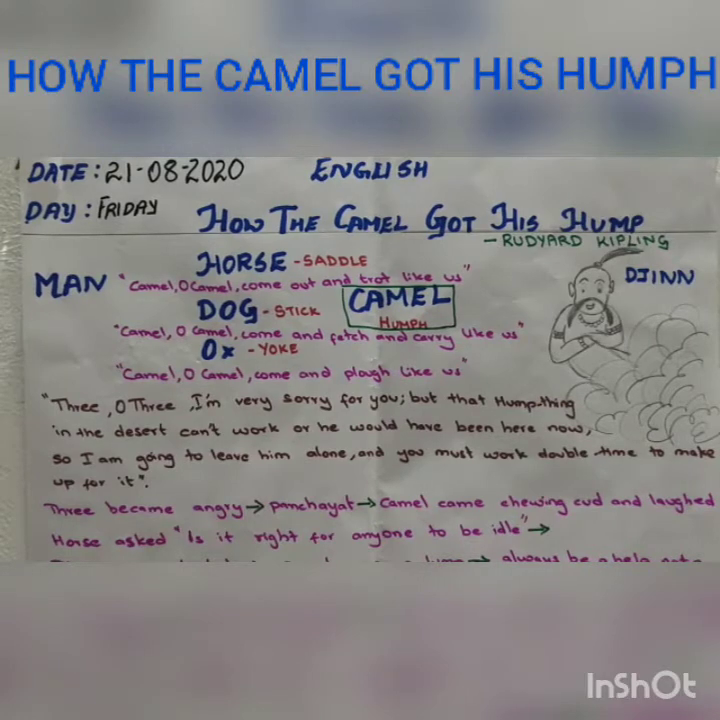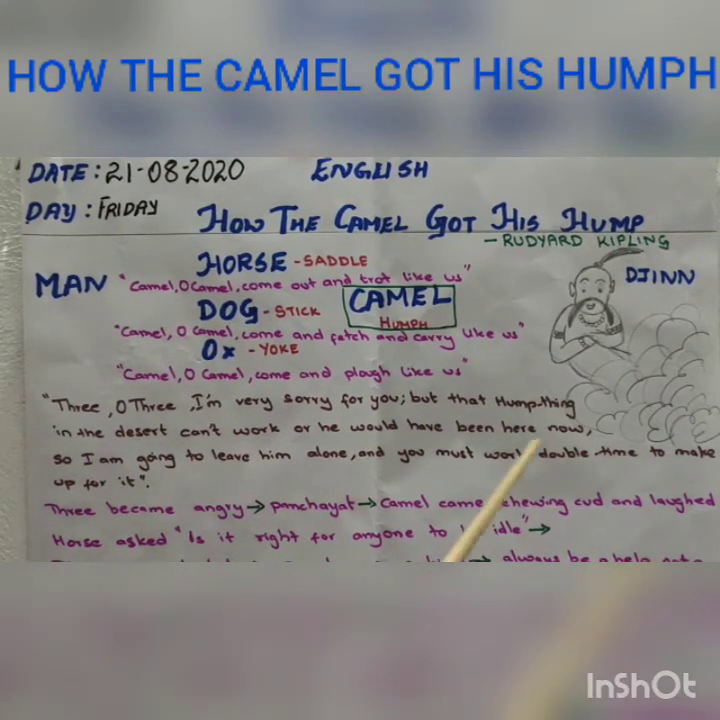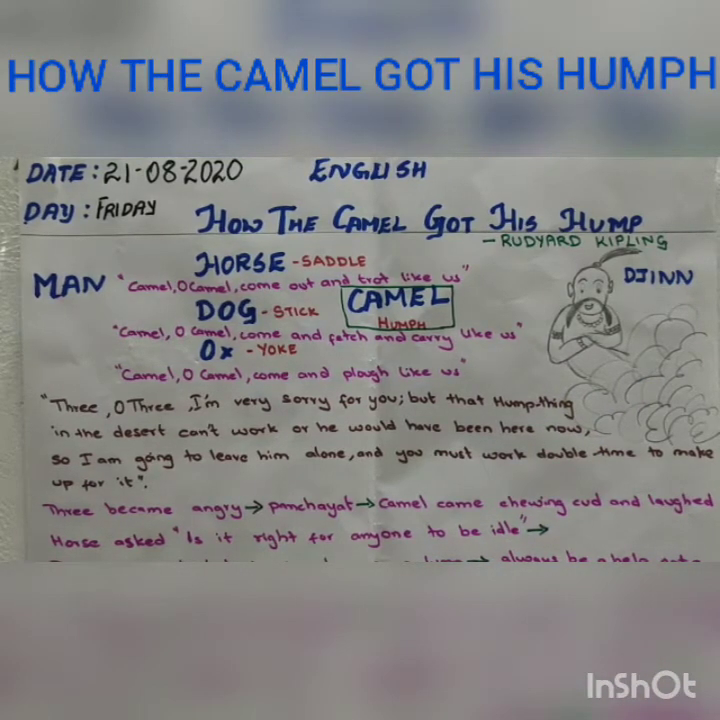The same way, imagine the three angry people, the horse, the dog and the ox, are angry, and they held a panchayat, and the camel walks chewing the cud and laughed at them. So now they are literally more angry. And then the jinn comes. The jinn, as I said, is the one who is taking care of the desert and everything else.